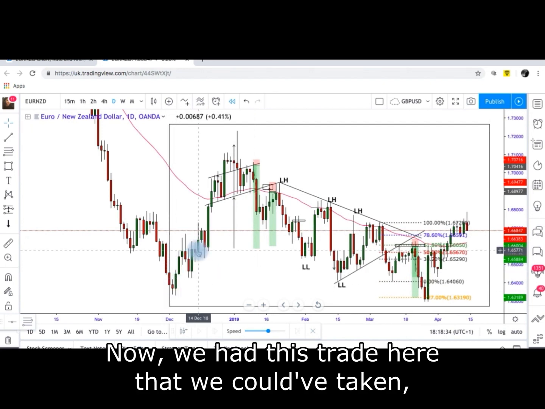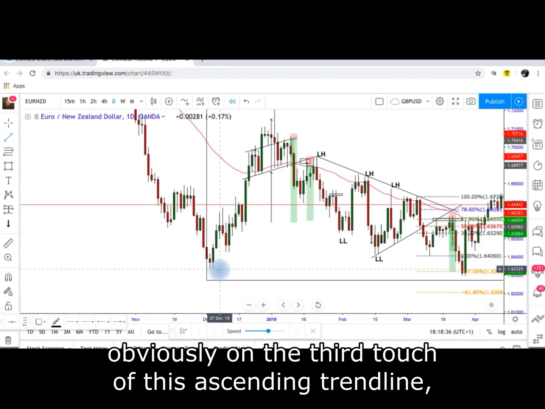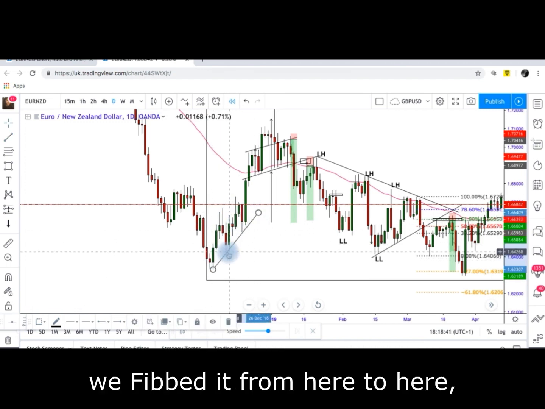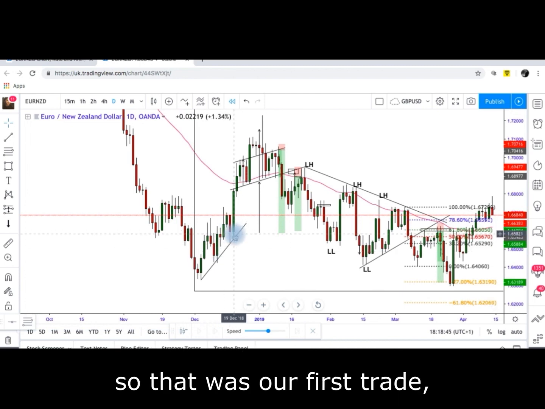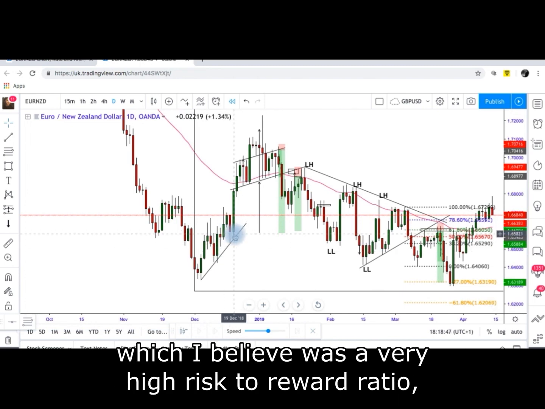Now, we had this trade here that we could have taken, obviously on the third touch of this ascending trend line. 1, 2, 3. We fibbed it from here to here. We had the rejection of the third point, the 618. So that was our first trade, which I believe was a very high risk to reward ratio.